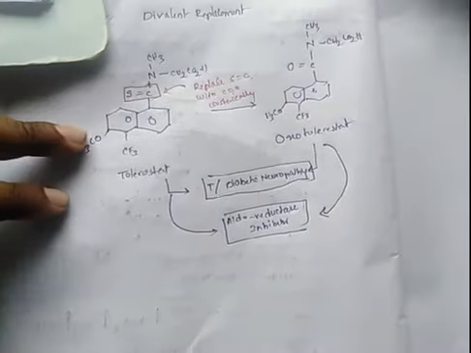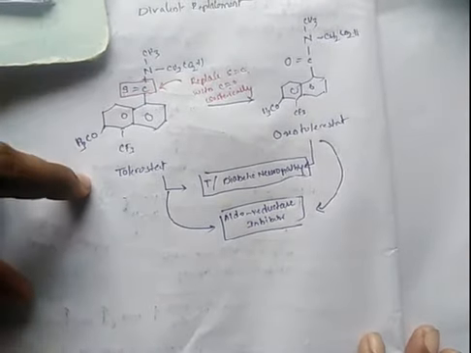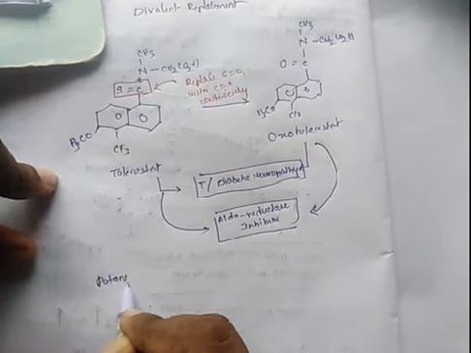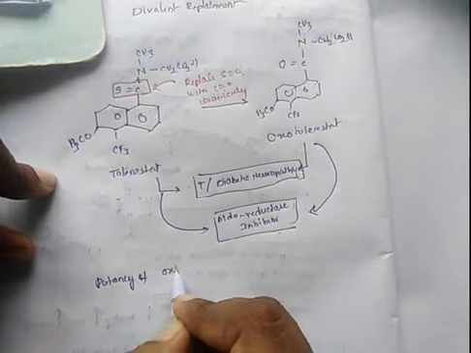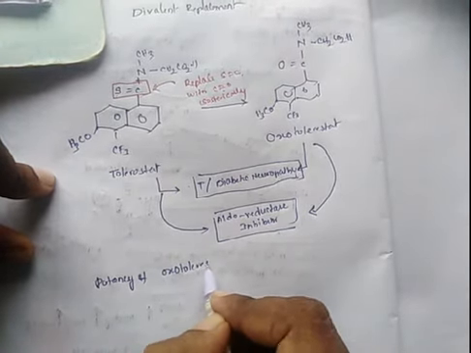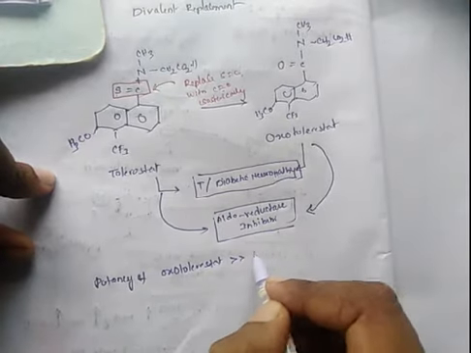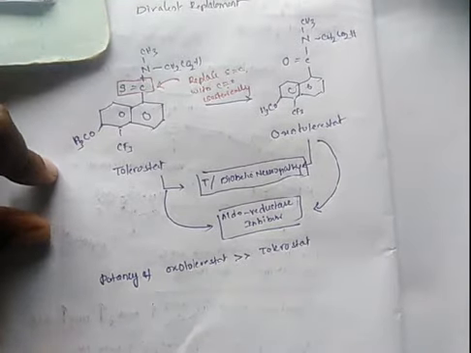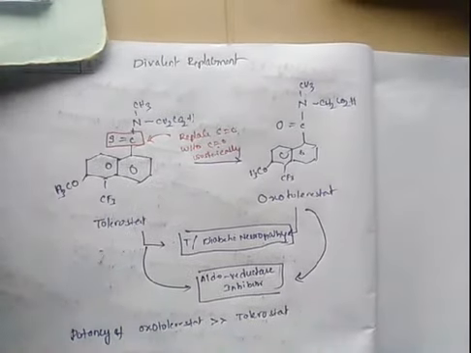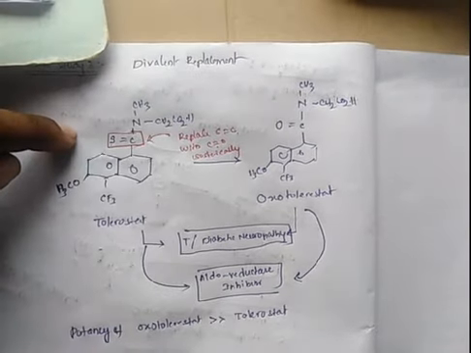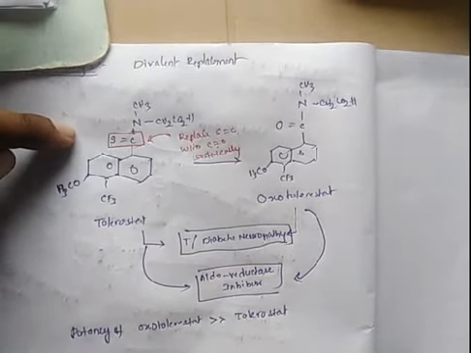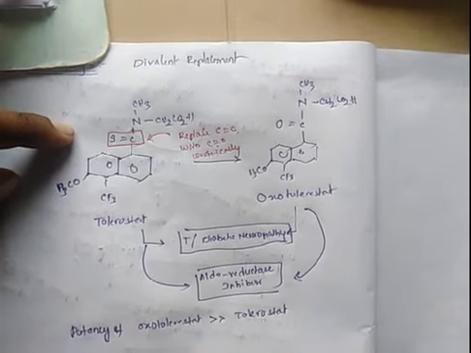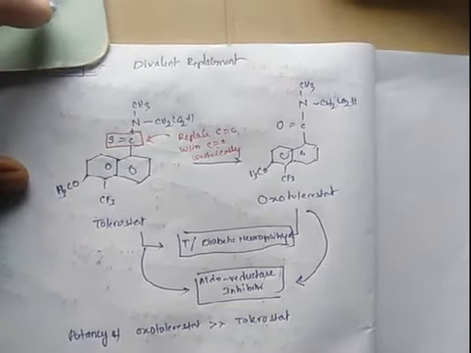When you compare the potency of these two drugs, tolrestat with oxo-tolrestat, the potency of oxo-tolrestat is very high compared to tolrestat. So it indicates that by isosteric replacement of this carbon sulfur double bond with carbon oxygen double bond, the obtained oxo-tolrestat is more potent than its parent tolrestat drug.